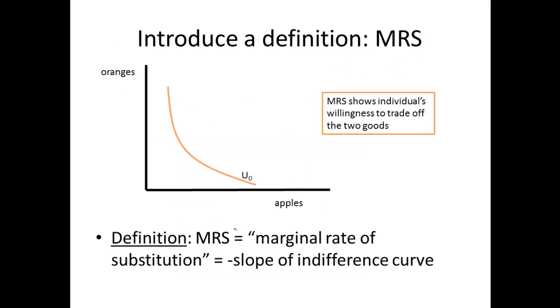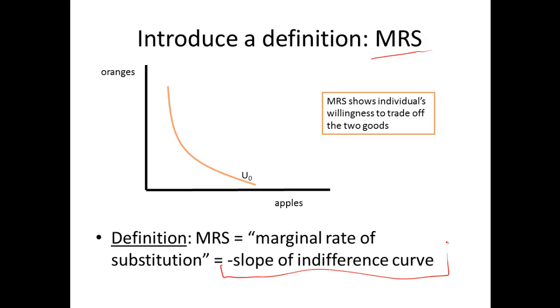All right. I want to introduce another term that's related to the utility function and the indifference curve. It's a term called the MRS. So what is that? It's the marginal rate of substitution, but even that's just a word. What is it actually? It's minus the slope of the indifference curve.